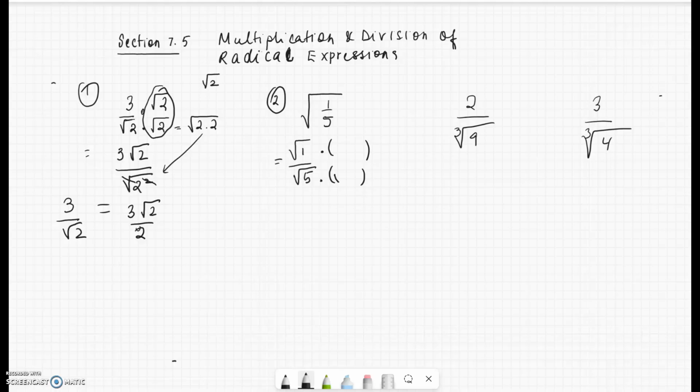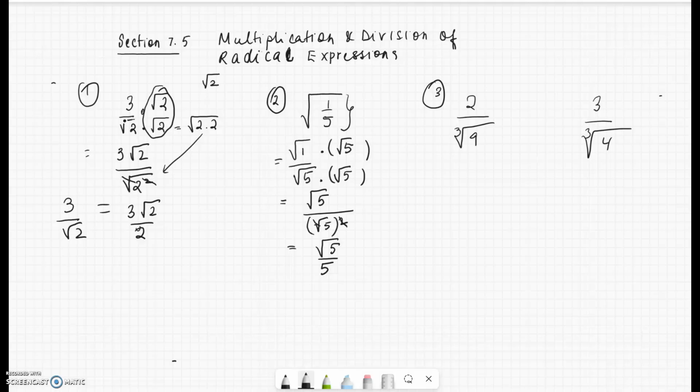So multiplying radical 5 with radical 5 in the denominator gives me radical 5 the whole squared. And the square and the radical sign cancel each other out, and we get a 5. And in the numerator, radical 1 is a 1, and then of course we multiplied it with radical 5. So your answer is radical 5 over 5. But the first step was to simplify this expression.